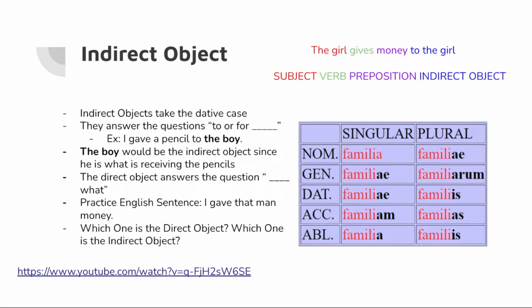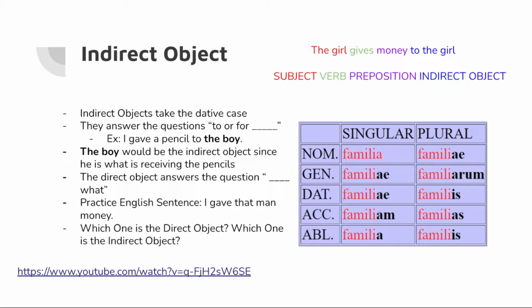Next one, so indirect objects. What is an indirect object? It always takes the dative case. They answer the question to or for blank. So an example would be, I gave a pencil to the boy. The boy would be the indirect object since he is what's receiving the pencil.